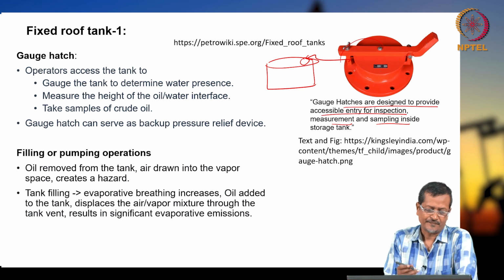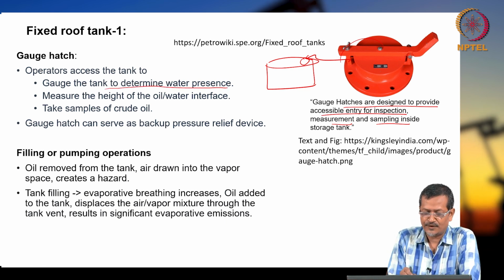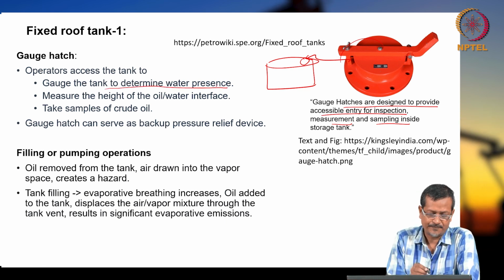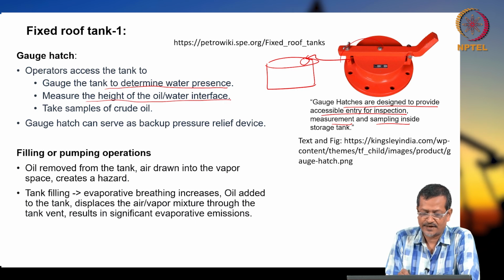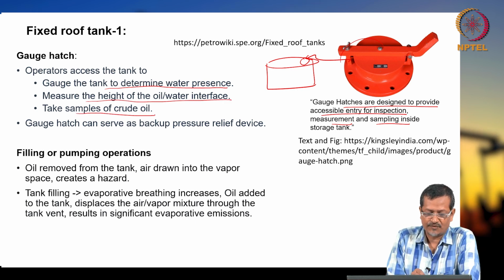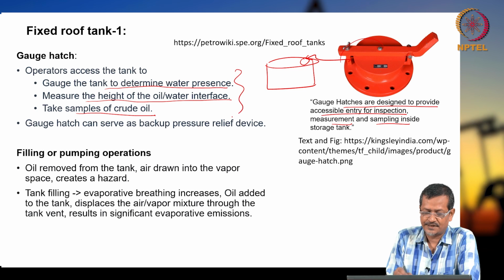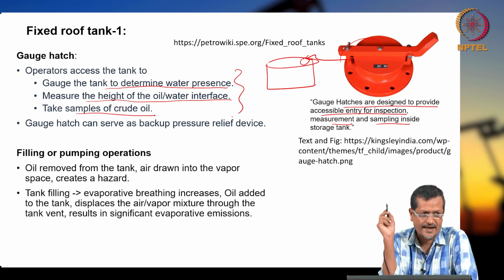So, gauge the tank, determine water presence, and if water is there, measure the height of the oil-water interface, and take a sample of crude oil. Basically, these things will be done using your gauge hatch.